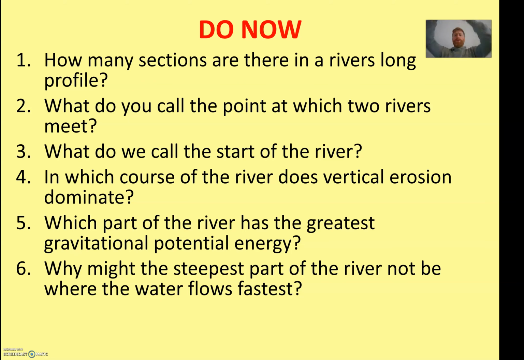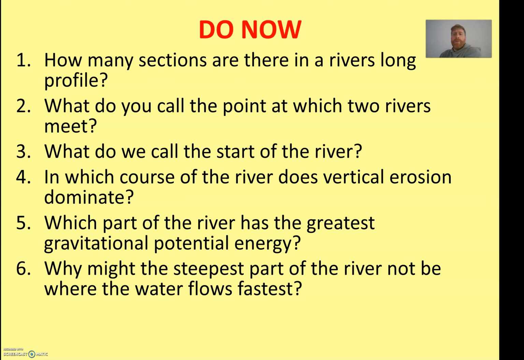So in the upper course of a river, the river generally erodes downwards. It's trying to lose height rapidly as it makes progress towards the sea. So in the upper course, it's usually vertical erosion that dominates. And in the lower course, as the river's got less gravitational potential energy, it's more lateral erosion, which means erosion sideways. So question 4: upper course or vertical erosion.